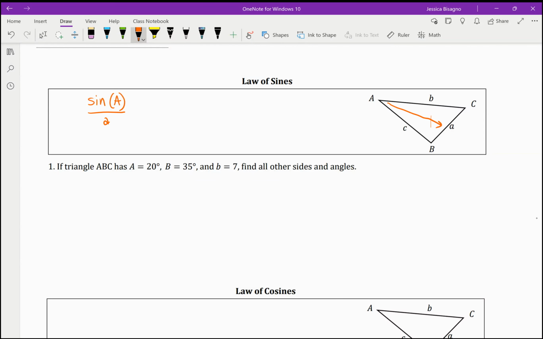So when you're setting up these problems, make sure that you understand the angle measure, which is the capital letter, is always across from the side length. And we usually denote that with the same letter, just lowercase. So that is equal to sine of angle B over side length B. And that ratio is the same as sine of angle C across from side length C. So it's just a formula that you can use to find angle measures and side lengths.